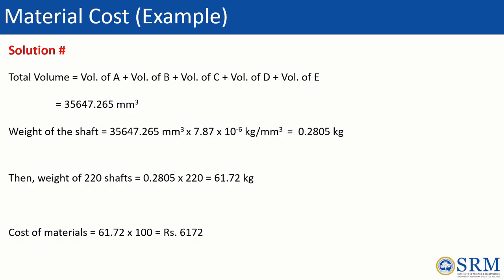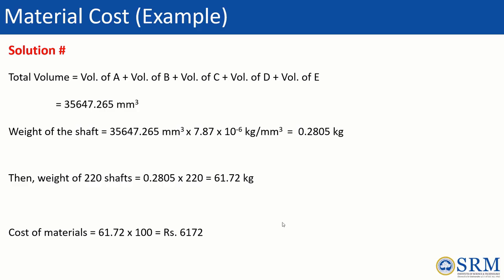a single shaft volume as 35647.265 millimeter cube. Multiplying by the density of 7.87 into 10 power minus 6 gives a single unit weight of 0.2805 kilogram. Since we are manufacturing a batch of 220 pieces, the total material required is 61.72 kg. So the total raw material cost for the entire batch comes out to rupees 6,172. I think it is clear for you.